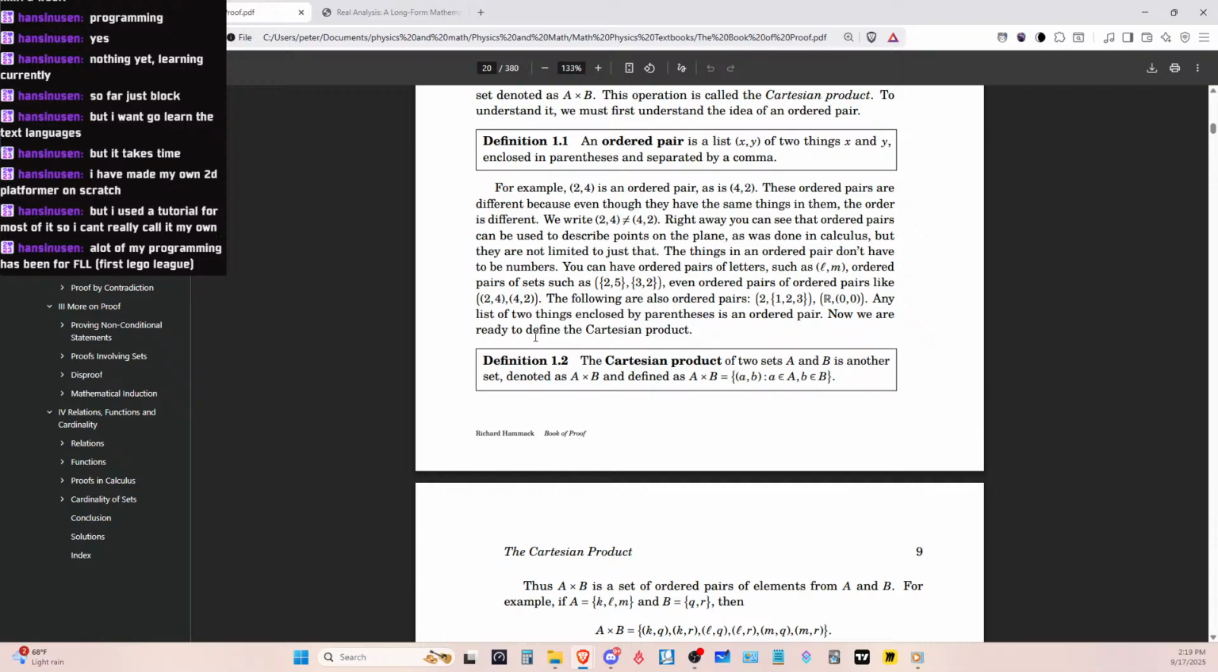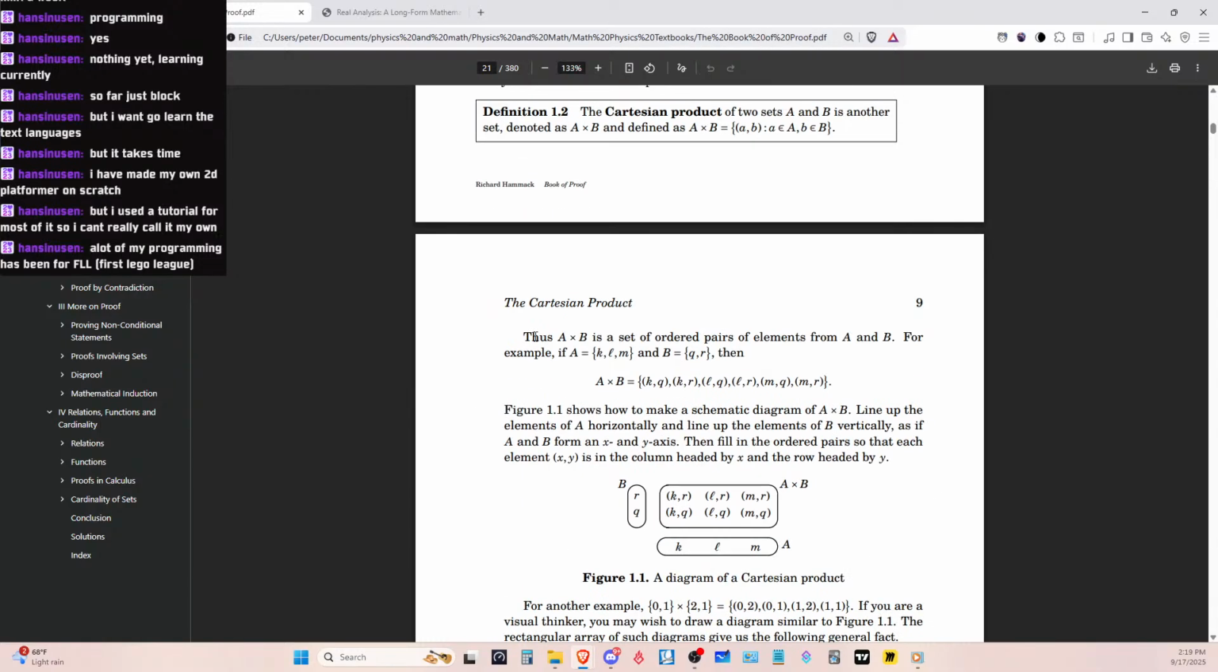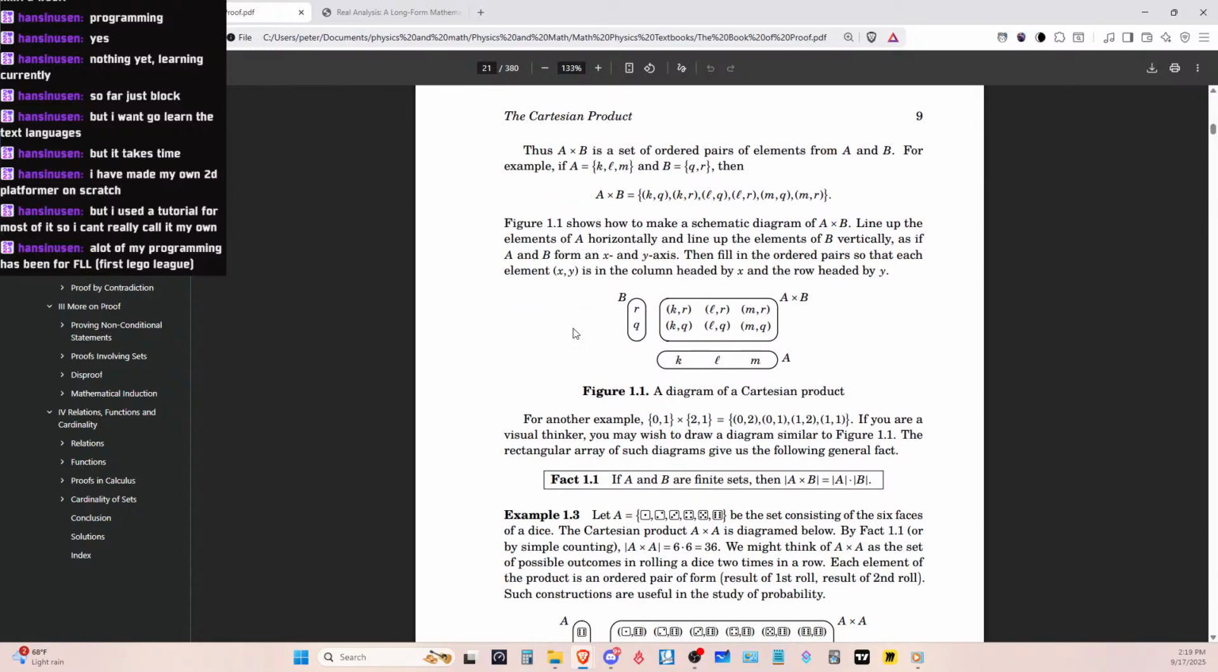No. Let's see. I've made my own 2D platformer from scratch. Nice. But I used a tutorial for most of it, so I can't really call it my own. I get that. That's the same thing when I try to solve math problems and I have to look at the example, and it helps me figure out what to do. I kind of feel like, oh, I didn't fully solve that problem. So I get that feeling. A lot of my programming has been, okay.